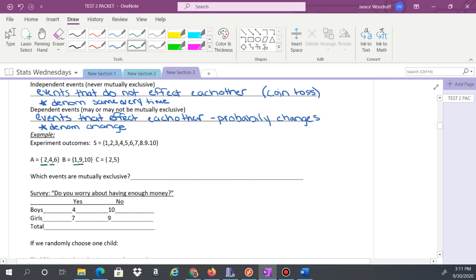A 4 and a 9. Okay, no. And a 6 and a 10. No. So none of them are in common. So that's what we're asking: do they have anything in common? If no, they do not have anything in common, then yes, they are mutually exclusive. So we would say A and B are mutually exclusive.